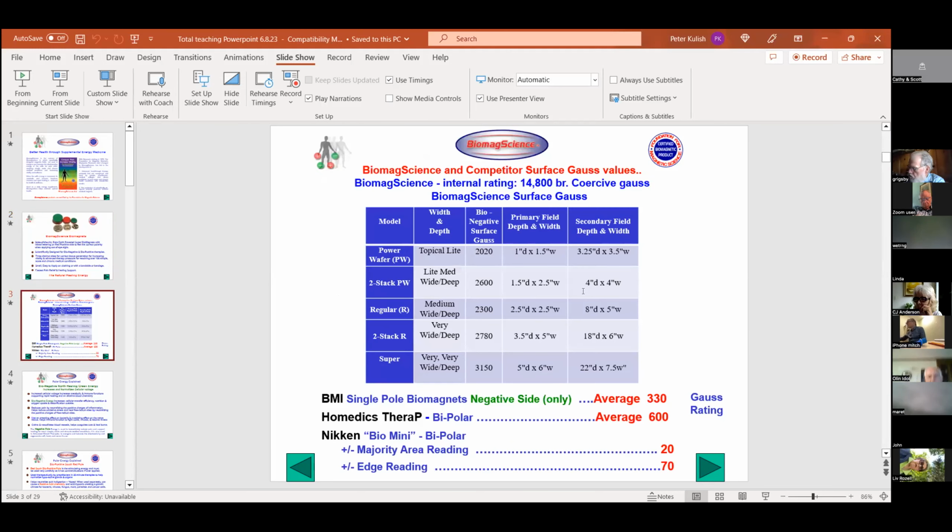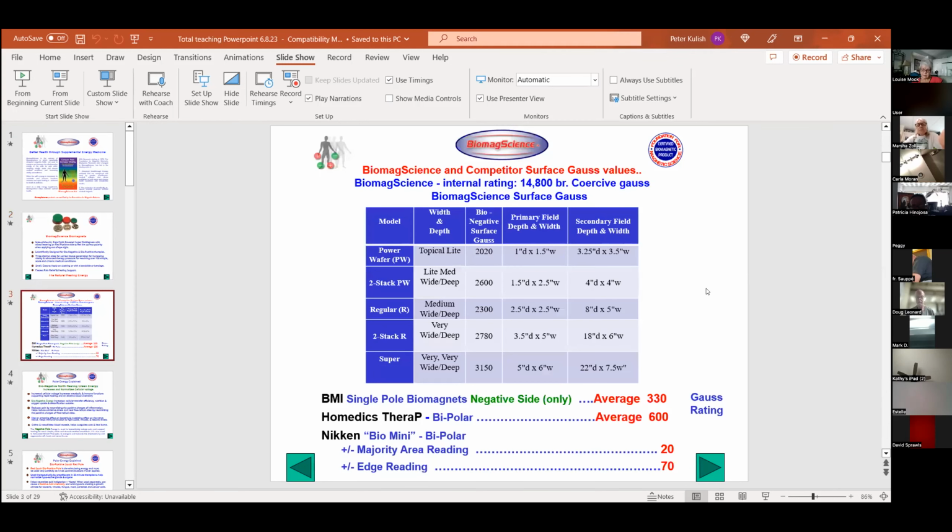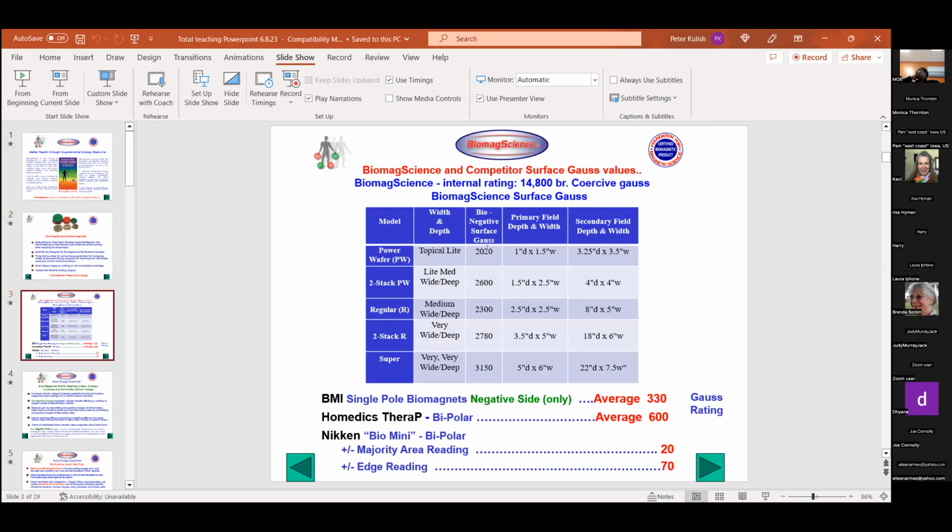This next slide, I just put it up so that if people need to see, this is the actual surface Gauss.